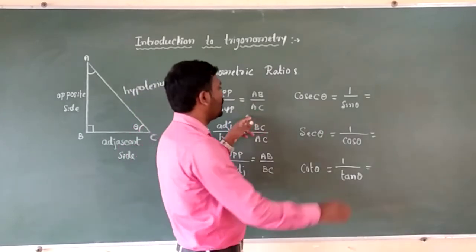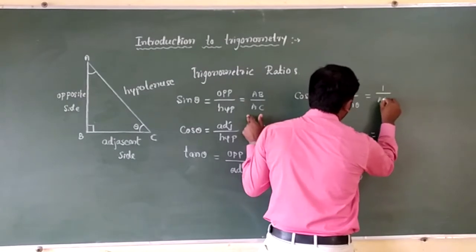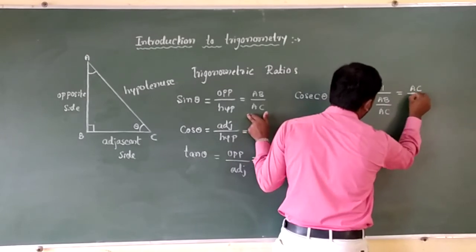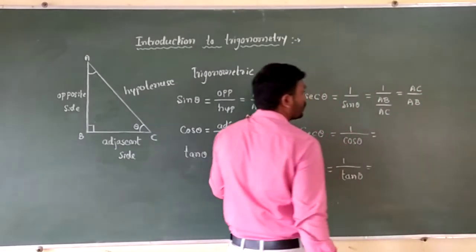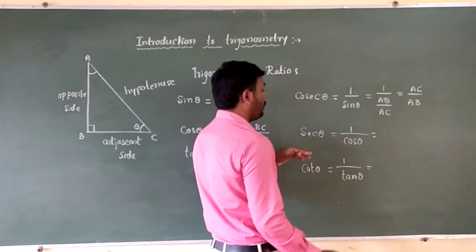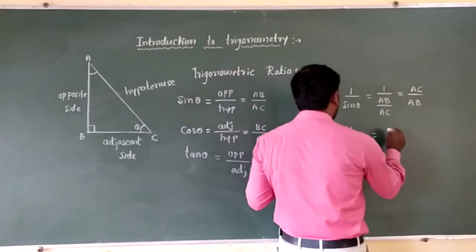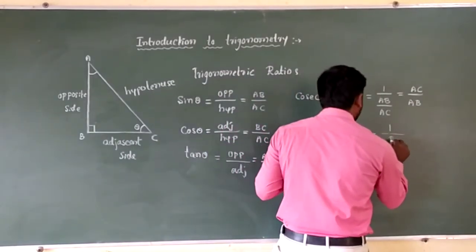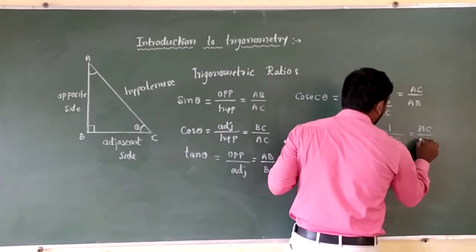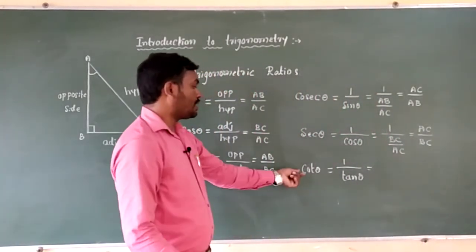Take the reciprocal of all these. Then cosec theta is 1 by sin theta. So it becomes 1 by AB by AC. So this is equal to AC by AB. So cosec theta is equal to AC by AB. Likewise, sec theta is 1 by cos theta. So 1 by cos theta is 1 by BC divided by AC. So this is equal to AC divided by BC. So let us write the next one, cot theta.